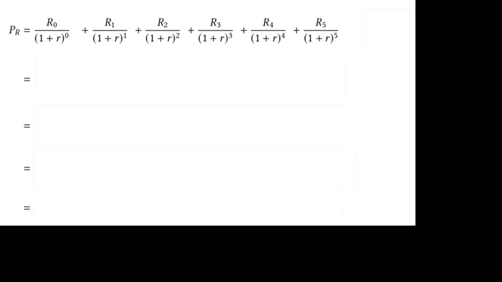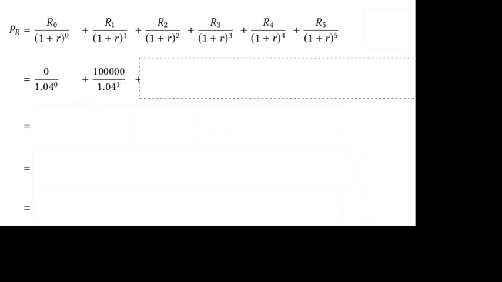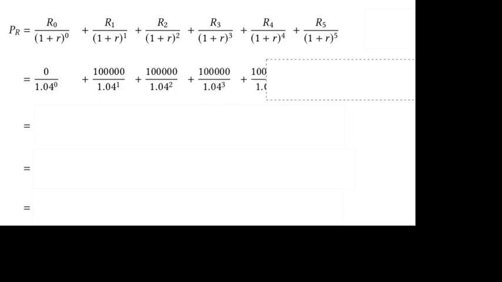Our interest rate is 4%, so R is going to be 0.04 in all cases. Our revenue in year 0 is 0. Our revenue in year 1 is $100,000, so we discount that by 1.04 to the first. Our revenue in year 2 is also $100,000, so we discount that by 1.04 squared. Same thing for year 3 and year 4. Our revenue in year 5 is $500,000, so we discount that $500,000 by 1.04 to the fifth.